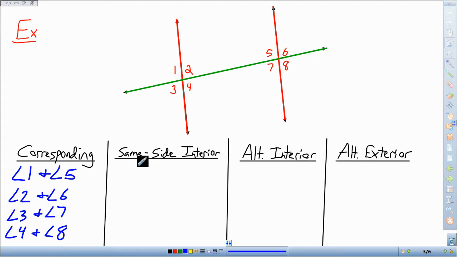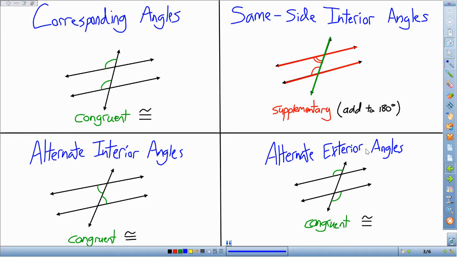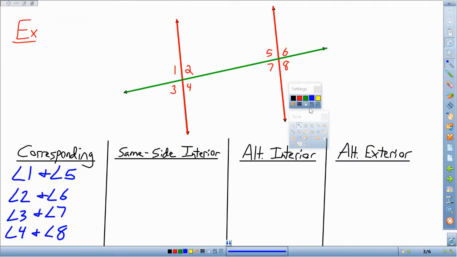All right, let's move on to same side interior. Just a reminder, it's all in the name there. Same side interiors are on the same side of the transversal, either to the left or the right of it, and they're both on the interior of the parallel lines, inside of it. So here's the first pair I recognize: angle 2 and angle 5. Both on the same side of the transversal, both on the interior of the parallel lines. So angle 2 and 5.